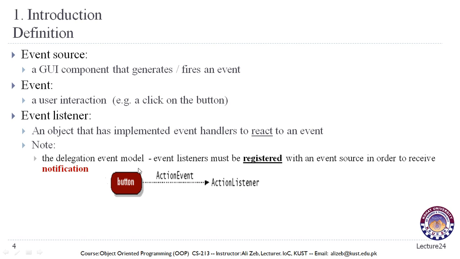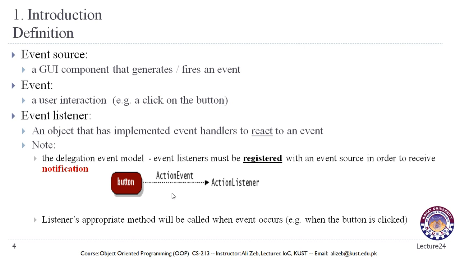So the button is our event source, that is where the interaction should occur, and the action listener defines what that button should do. Until we have registered this action listener with this button, it will not do our desired operation. The listener's appropriate method will be called when the event occurs. When the button is clicked, an appropriate method will be called.